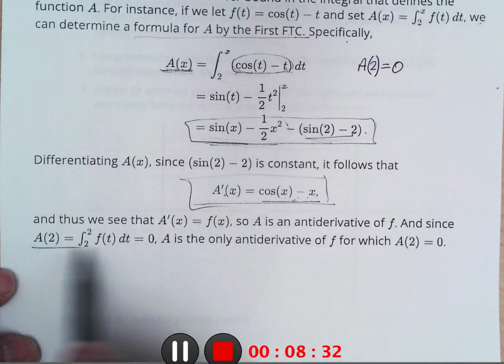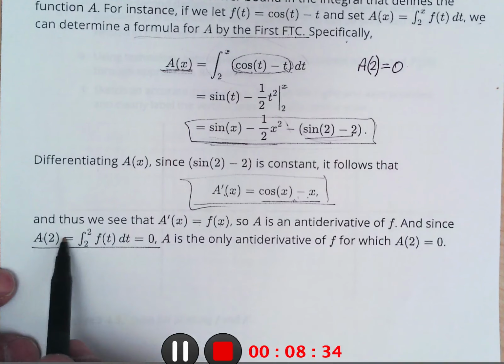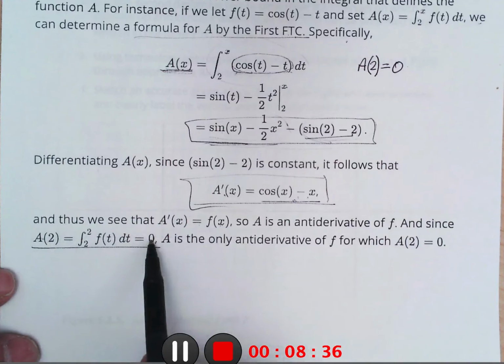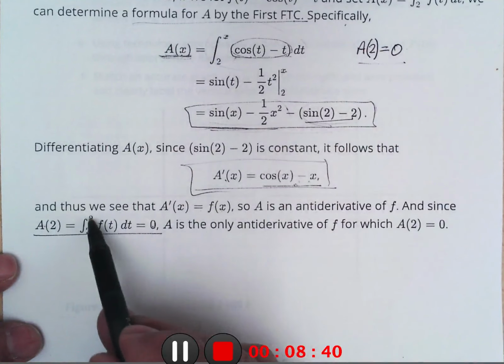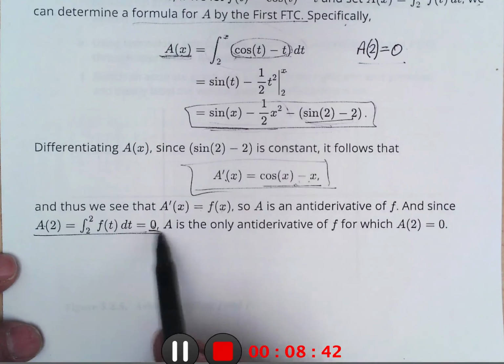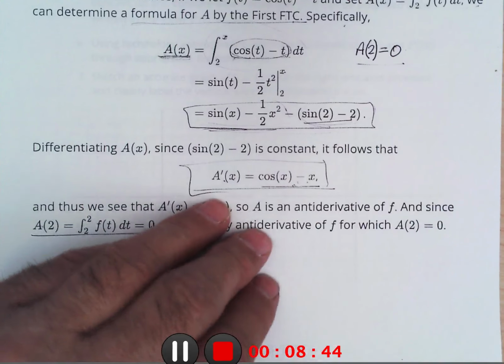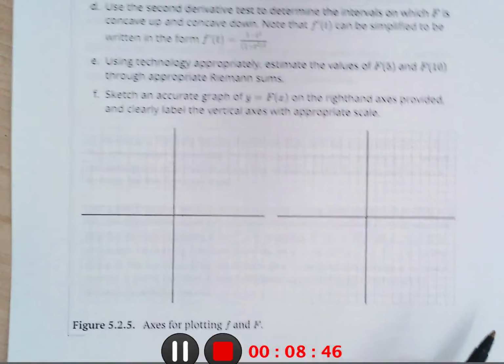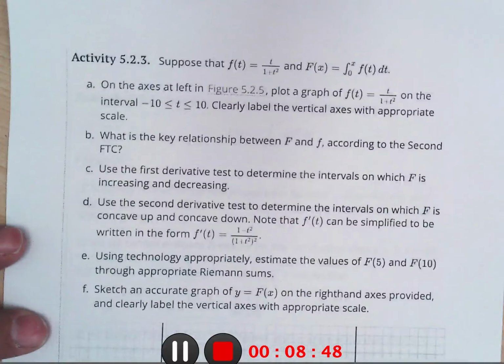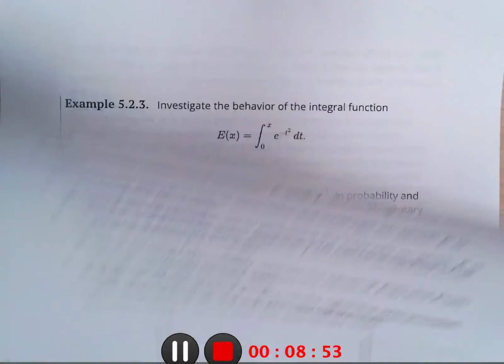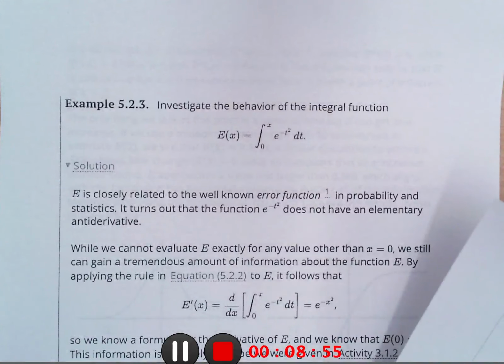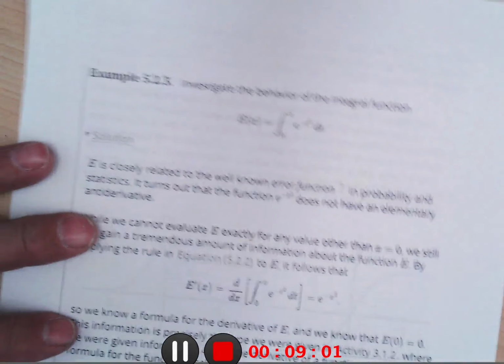And A of 2 has to be 0, like I said earlier, up here, because if we go from 2 to 2, we have to get 0. Okay. So then, we looked at this one. Got these out of order here.